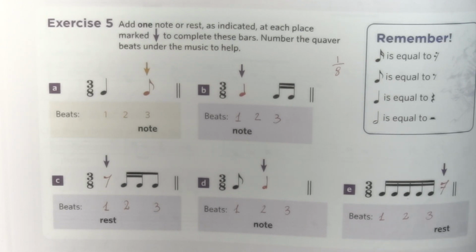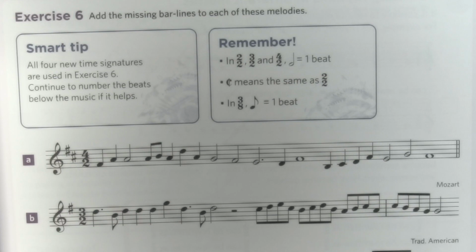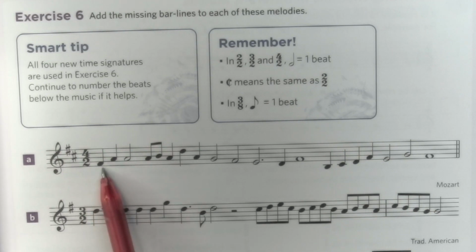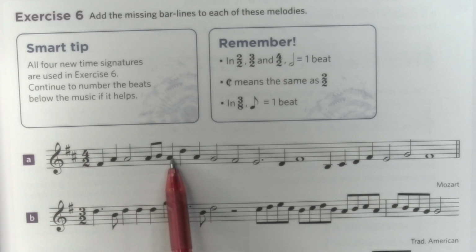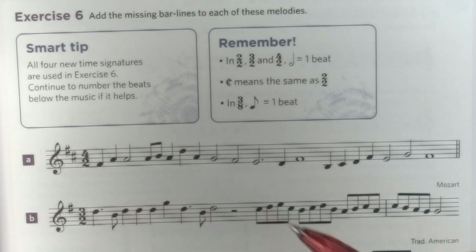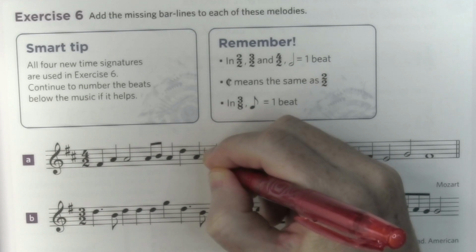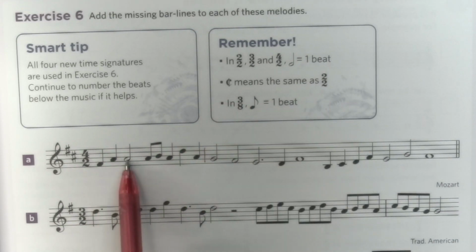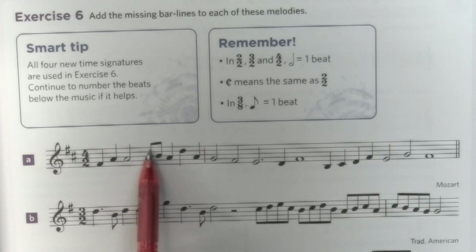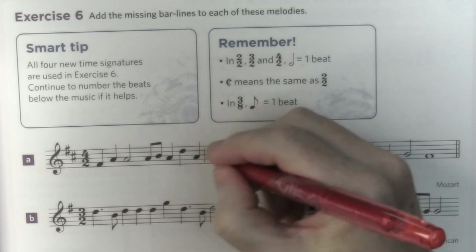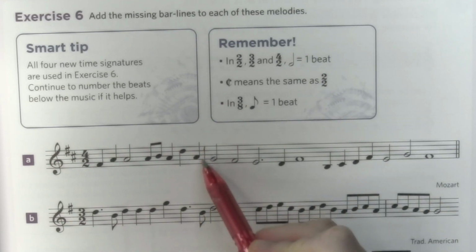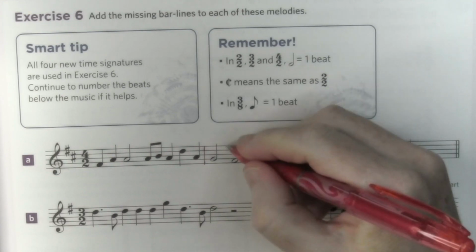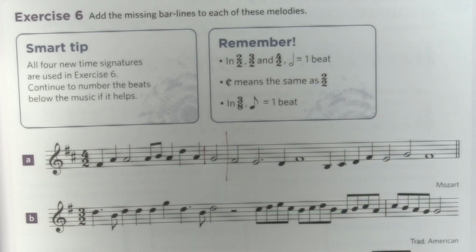Exercise 6. In this exercise we need to add the missing bar lines. 4 minims. 1, 2, 3, and 4. Bar line. Okay, 1, 2, 3, and 4. The bar line needs to go from the top line until the bottom line. Don't do it like that. Okay, this is really untidy.